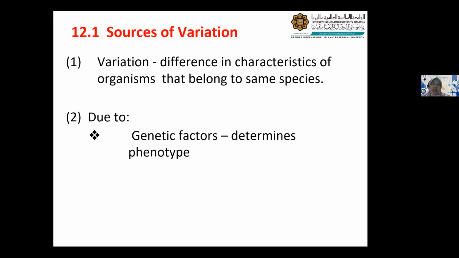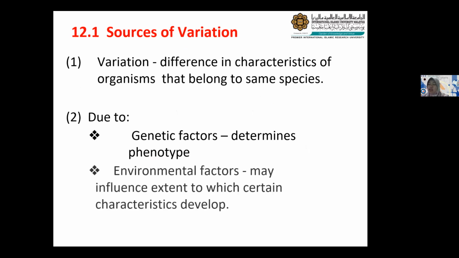And first of all, what is variation? Okay, so variation is the difference in characteristics of organisms that belong to the same species, meaning that each individual or each organism is actually different, right? Different due to the variation. So this variation is caused by genetic factors, what we call genetic traits, or the genes that you inherit from your parents and ancestors, that will determine your phenotype, or what we call the appearance.